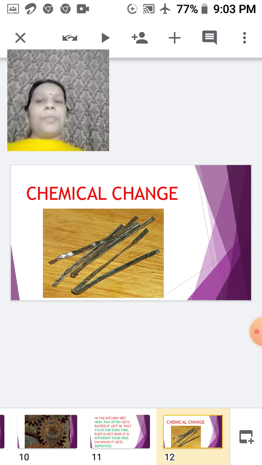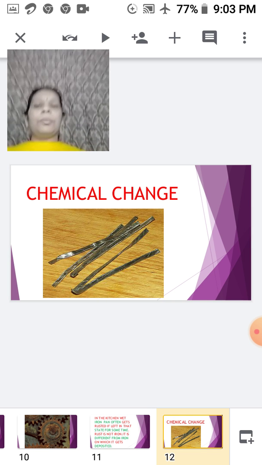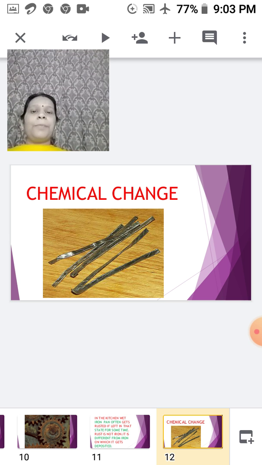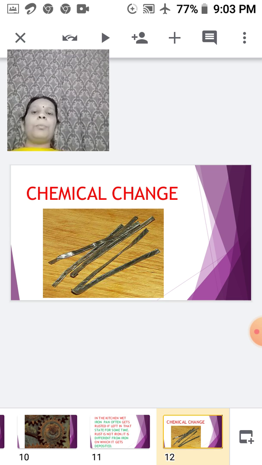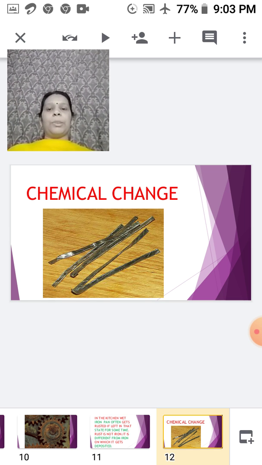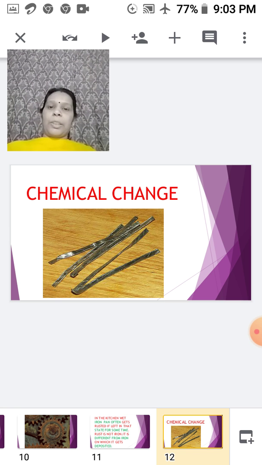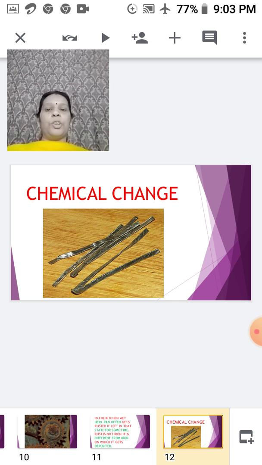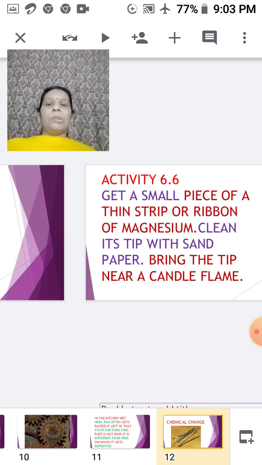So children, as we are talking of chemical change, we will be talking of one of the activities today, where we are going to take a magnesium ribbon. So here you can see on your screen, we have a magnesium ribbon. It is found like this. You can get it when we come to the lab, I will show you, either when the school reopens, I will show you. This is how these magnesium ribbons look.